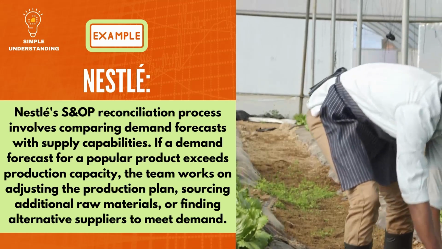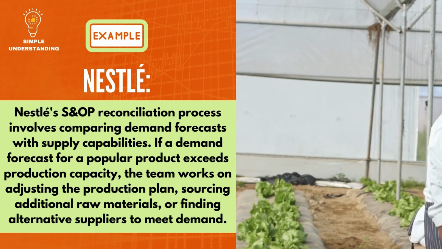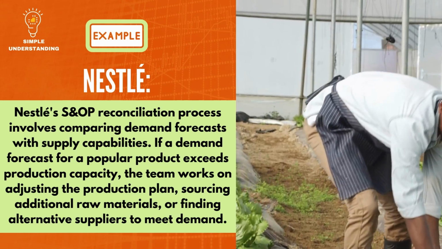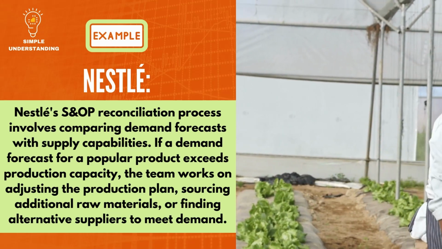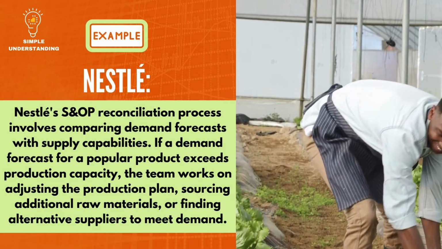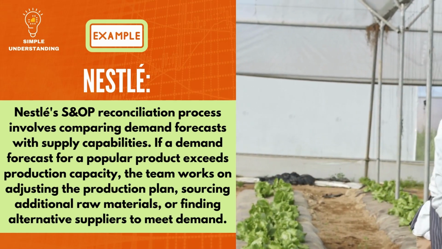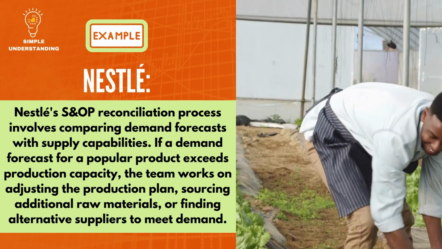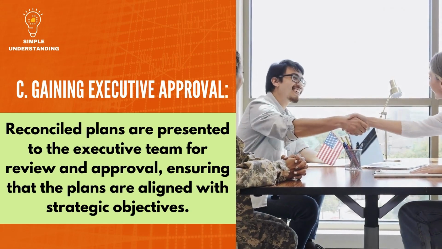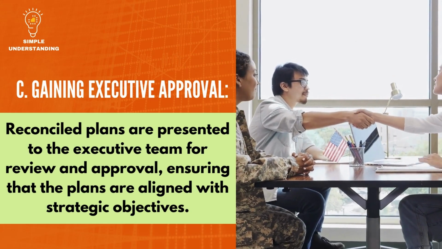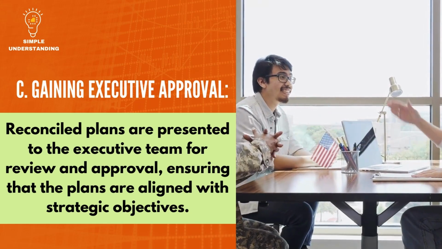Example: Nestlé. Nestlé's S&OP reconciliation process involves comparing demand forecasts with supply capabilities. If a demand forecast for a popular product exceeds production capacity, the team works on adjusting the production plan, sourcing additional raw materials, or finding alternative suppliers to meet demand. C. Gaining executive approval. Reconciled plans are presented to the executive team for review and approval, ensuring that the plans are aligned with strategic objectives.